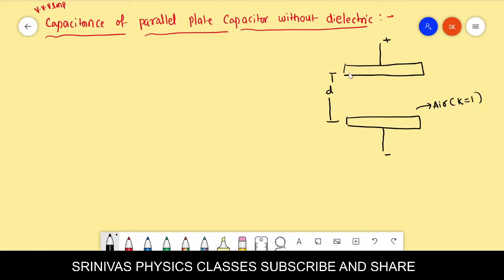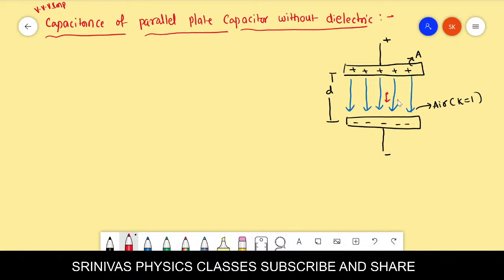Here this plate is the positively charged plate because it is connected to the positive terminal of the battery. This is the negatively charged plate. The area of each plate we can consider as capital A, and the separation between the two plates is d, and an electric field will be there. Electric field is from positive to negative, that we know very well. I want the electric field formula due to this plate.